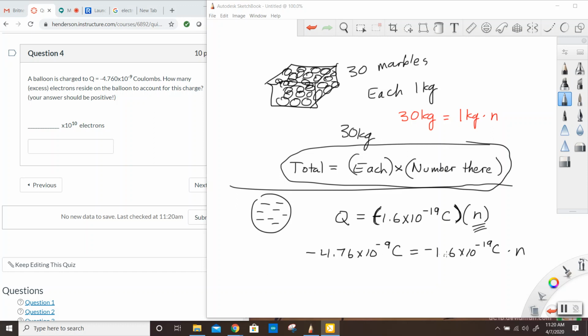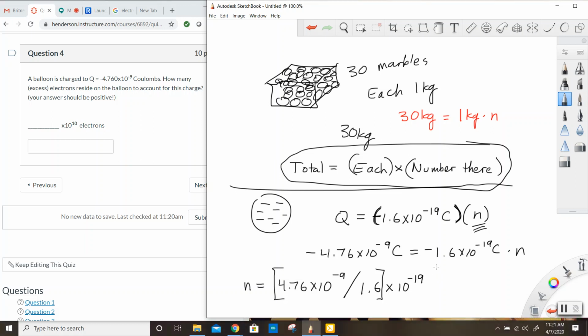A problem that I run into pretty frequently is really just how people enter things into calculators. So we would need to divide by this, okay? If you write 4.76 times 10 to the negative 9 divided by 1.6 times 10 to the negative 19 in your calculator, it may choose to do this calculation first and then multiply it times this number.